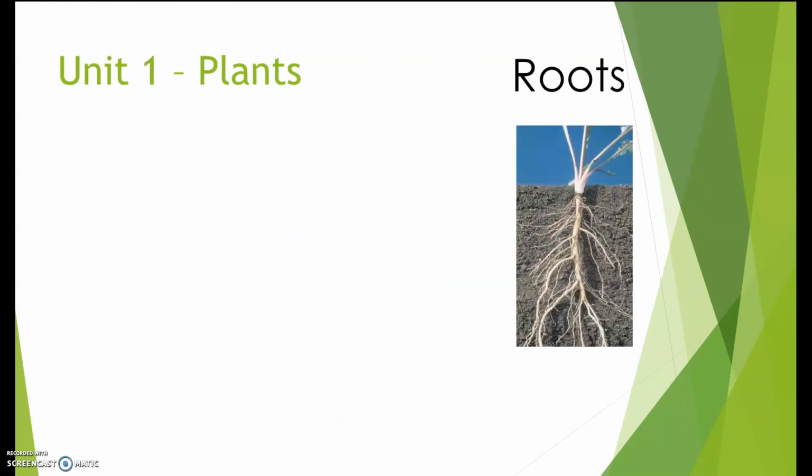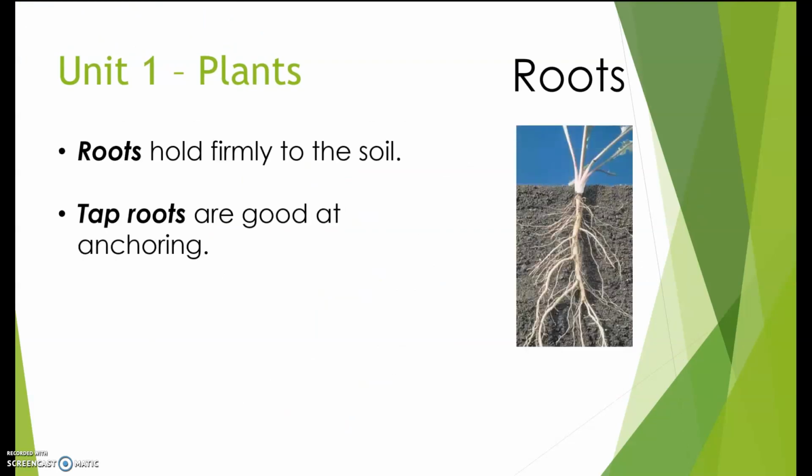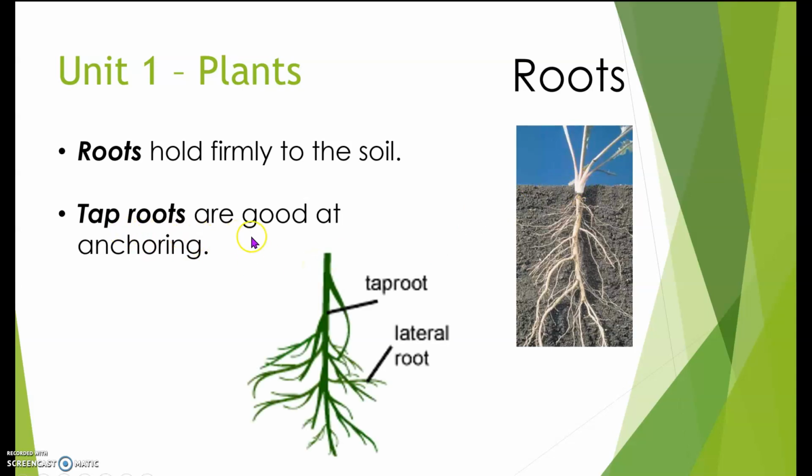So we already talked about the roots. Let's review. The roots hold firmly to the soil. The roots are the ones holding firmly to the soil so the plants will stay in place. Taproots are good at anchoring. This thick one is the taproot. It's called taproot. They are good at anchoring. Just like the boat, they use the anchor. The plants use the taproots. Next.